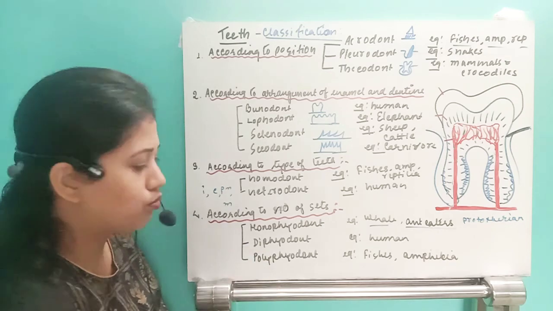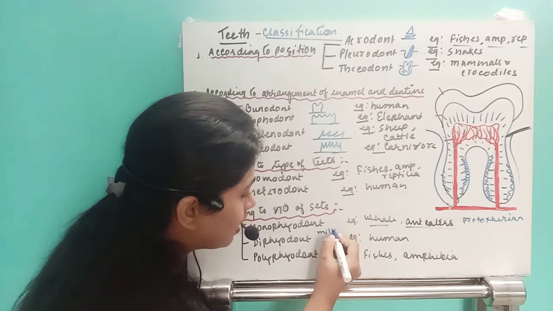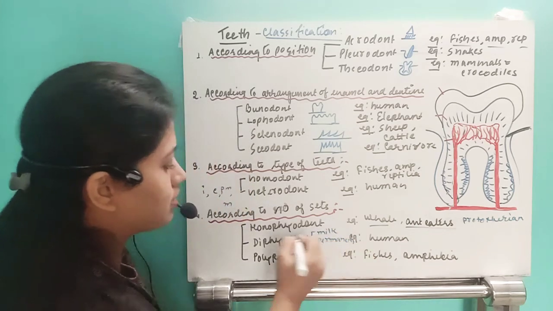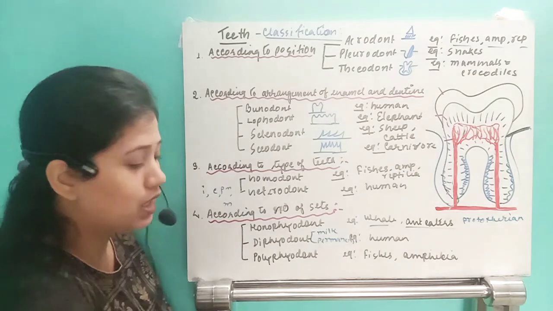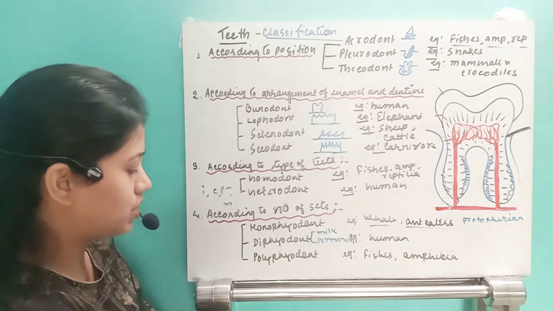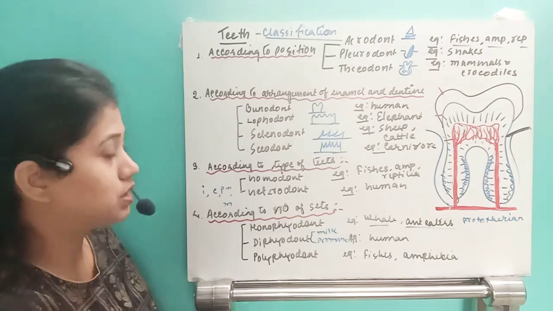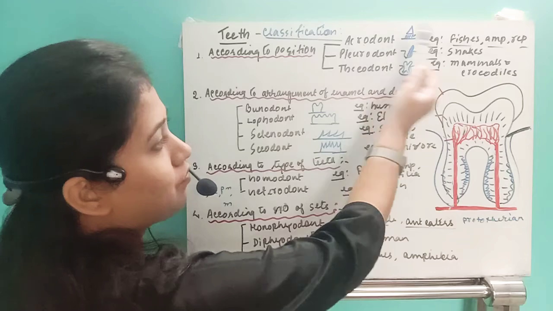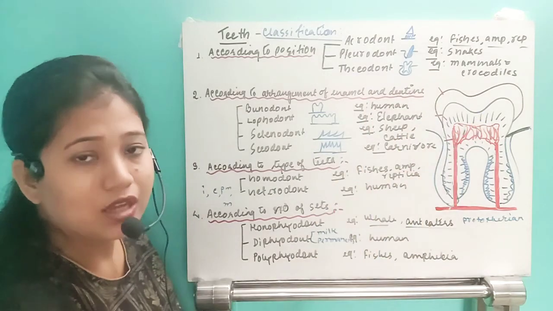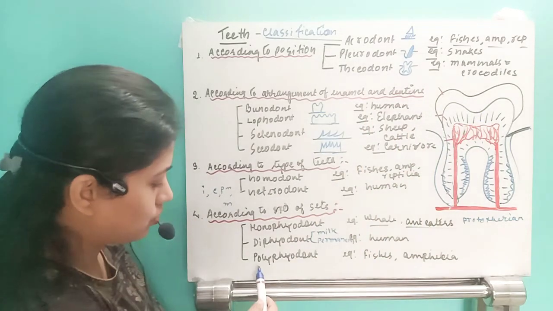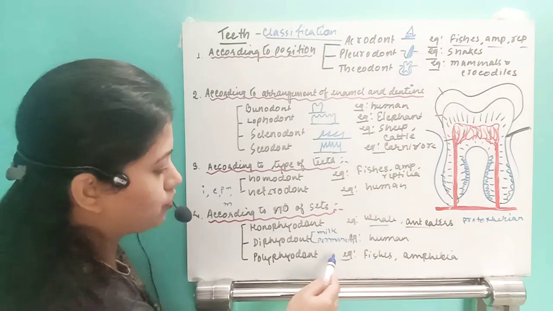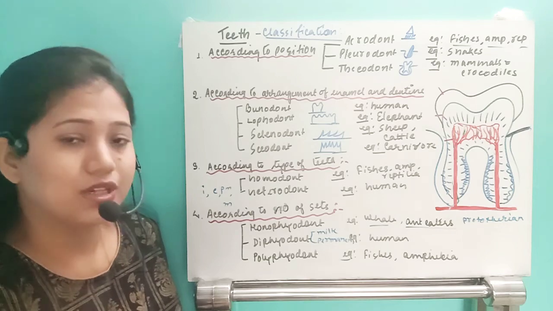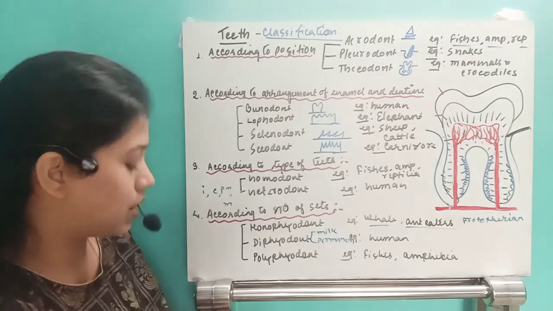Next one, in the case of humans, we have the milk set and we have the permanent set. So this is called the diphyodont type of teeth. We humans have diphyodont type of teeth, and the polyphyodont type of teeth, as in amphibians and fishes, they have acrodont type of teeth. Every time it falls, once again they can grow their teeth. So that's why they have polyphyodont type of teeth. That means they have a number of sets in their lifetime. So that is about the whole classification of teeth.